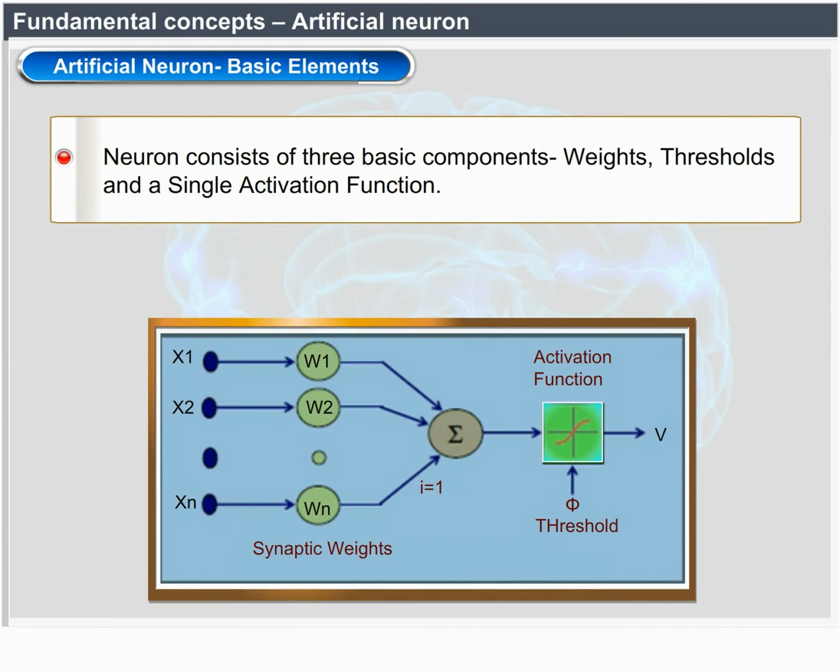Artificial neuron basic elements. Neurons consist of three basic components: weight, threshold, and a single activation function. Artificial neuron basic element model is shown in the below picture.